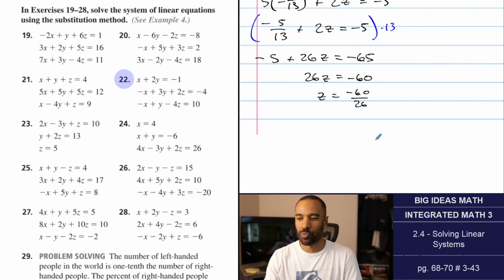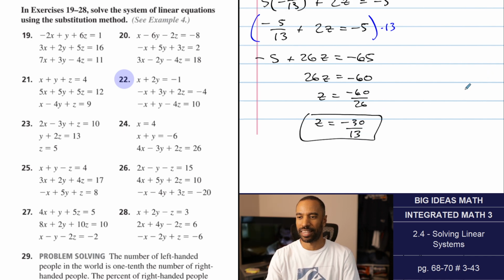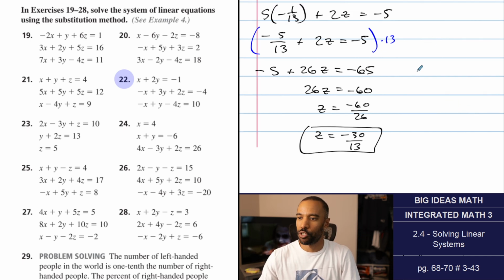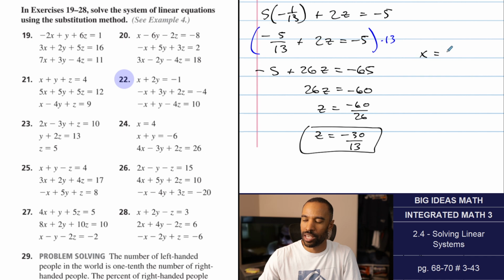This is one of those ones where they really like when you divide by 13 once, you divide by 13 the whole time, don't you? They really like that in these problems. But negative 30/13 is that one. Now, x, if you recall, x was negative 2y minus 1. So I'm bringing that back. X equals negative 2y minus 1.